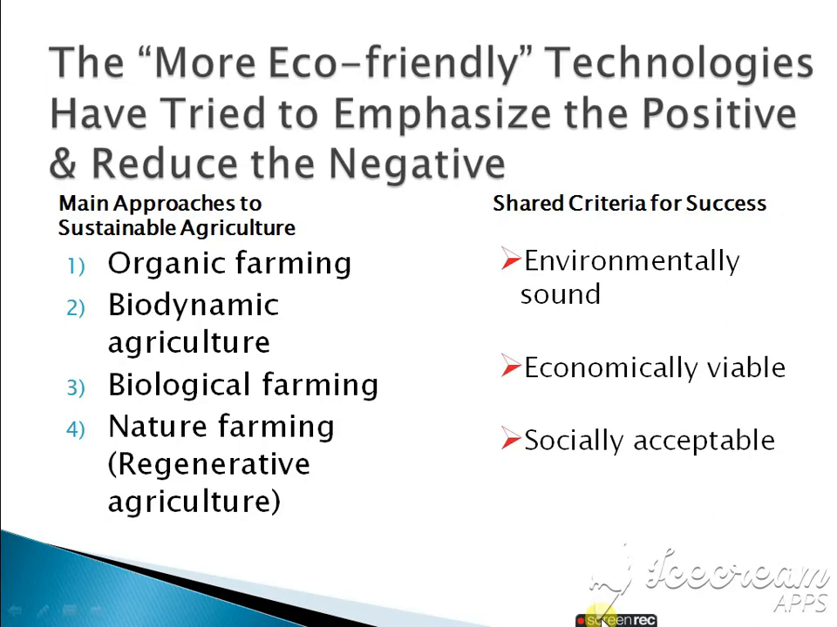There are some other benefits or practices on which it focuses. The first one is that this approach includes organic farming, biodynamic agriculture, biological farming, natural farming, and the shared criteria for success is being environmentally sound. This is the most important point. They are sound environmentally, economically viable and socially acceptable.